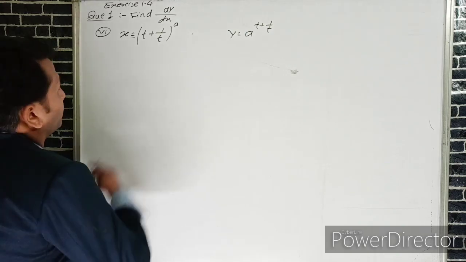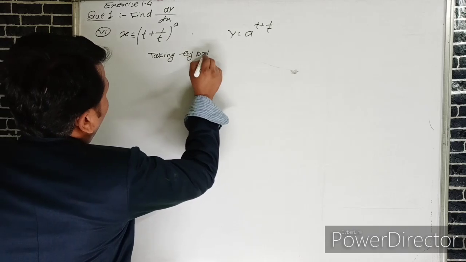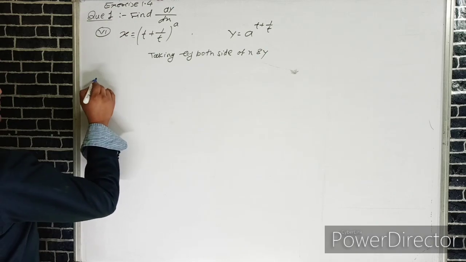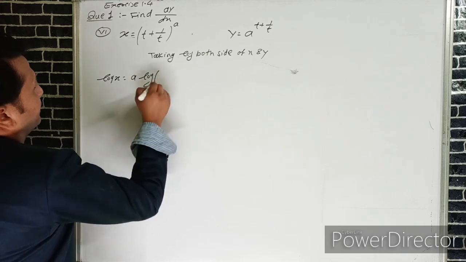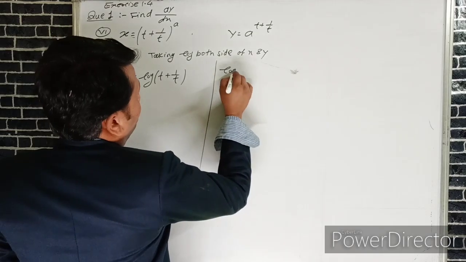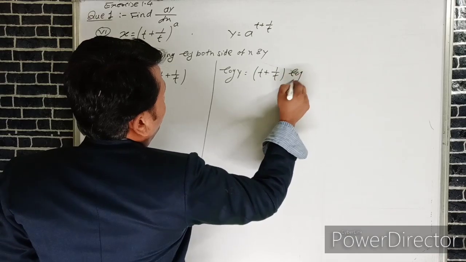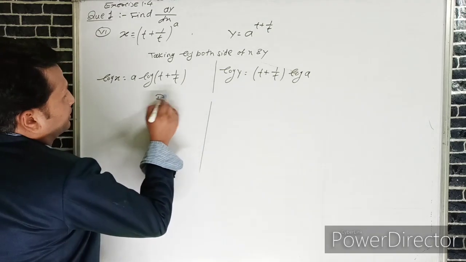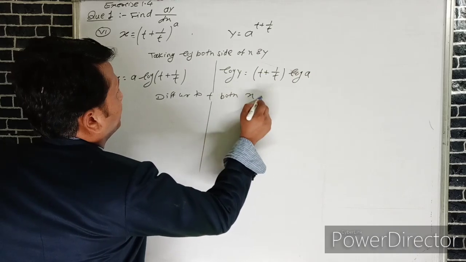First we take log on both sides. If we take log of both sides of x and y, we can write log x = a log(t + 1/t), and again log y = (t + 1/t) log a. Now we differentiate the given functions with respect to t, both x and y.